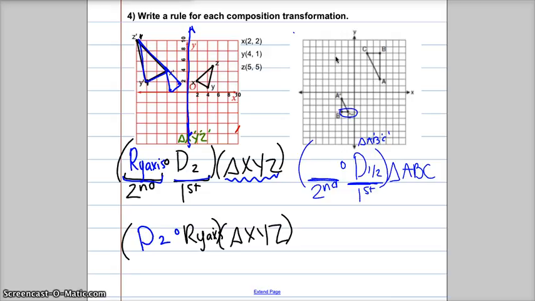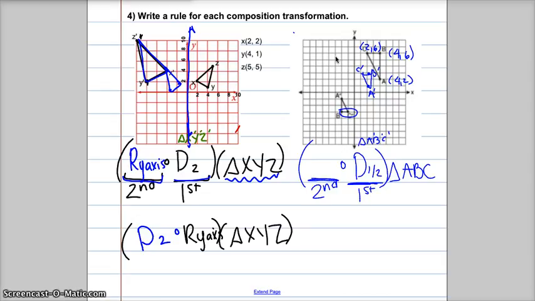1, 2, 3, 4, 1, 2. So if this is at the point 4, 2, then 2, 1 is going to be A prime. 1, 2, 3, 4, 5, 6. So this is 4, 6. So 2, 3 is B prime. 2, 1, 2, 3, 4, 5, 6. So 2, 6. So at the point 1, 3. So here's A prime, B prime, C prime. So I dilated it by a factor of half.